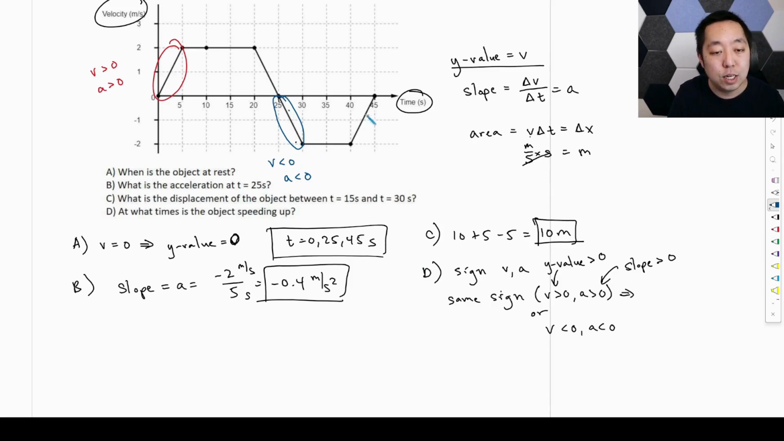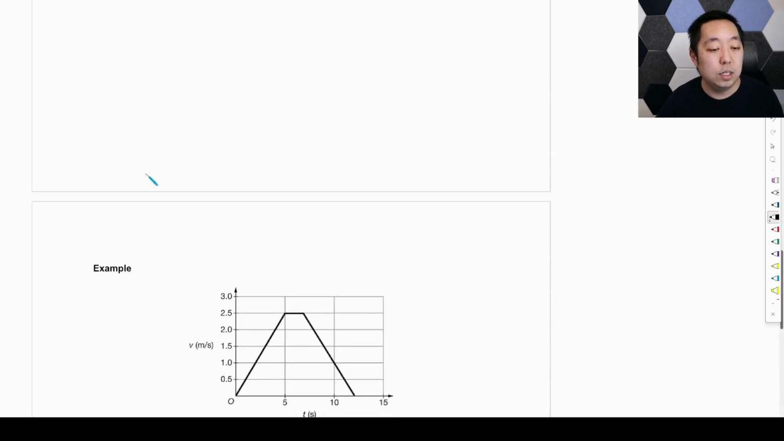So this region here, not this one. This one is going to be slowing down because the velocity is negative, but the acceleration is positive in this case right here because the slope's positive. That's the acceleration, and the y values are negative. So here it's going to be slowing down. So it's speeding up between 0 and 5 seconds over here, as well as between 25 and 30 seconds in this region here. Okay, like that.